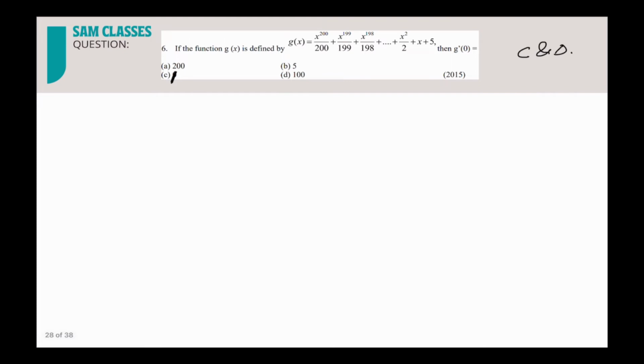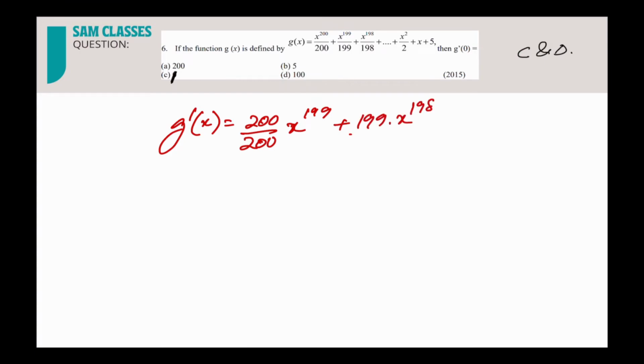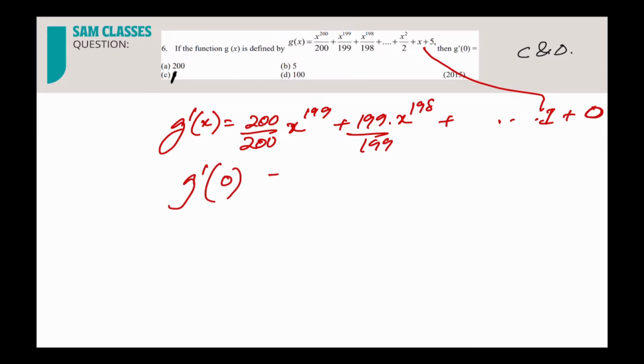See, a similar question came back in 2014, 2015, same thing. This time I won't write the question g'(x) directly. It will be nothing but 200 by 200 into x power 199. I won't solve all of it, I'll just solve one more, 199 x power 198 by 199 plus dot dot dot. This x, if I differentiate, I'll get 1, and this 5 if I differentiate, constant, 0. The moment I put g'(0), all will be 0 except 1 and 0. So 1, that's it.